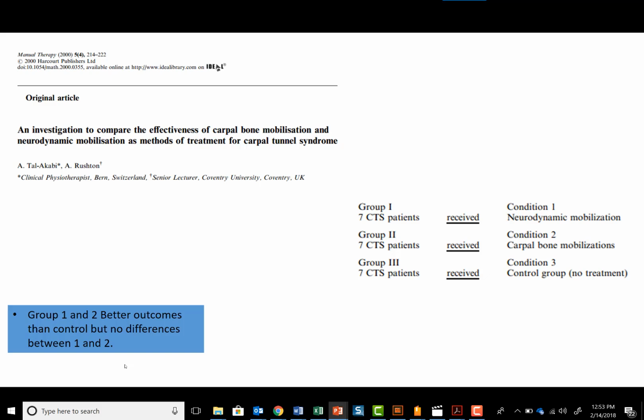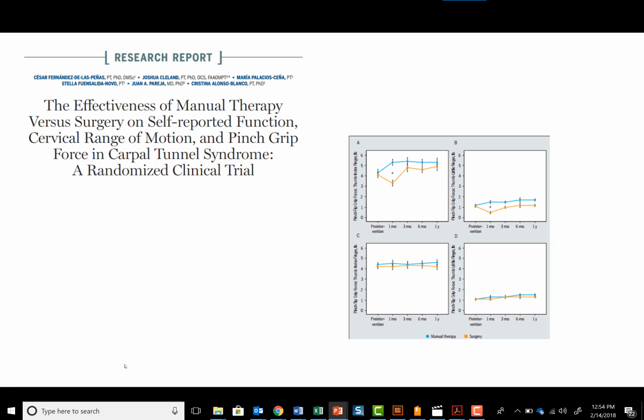We should be doing some neurodynamic mobilization, as well as some other exercises to look at treating carpal tunnel. Here was another study just recently, actually, in the Journal of Orthopedic and Sports Physical Therapy. It was the effectiveness of a manual therapy versus surgery on self-report function, cervical range of motion, and pinch grip. So surgical intervention is sort of your gold standard for carpal tunnel, but I think we need to go through and do a good conservative trial treatment, 6, 8, 10 visits of conservative care before surgery.